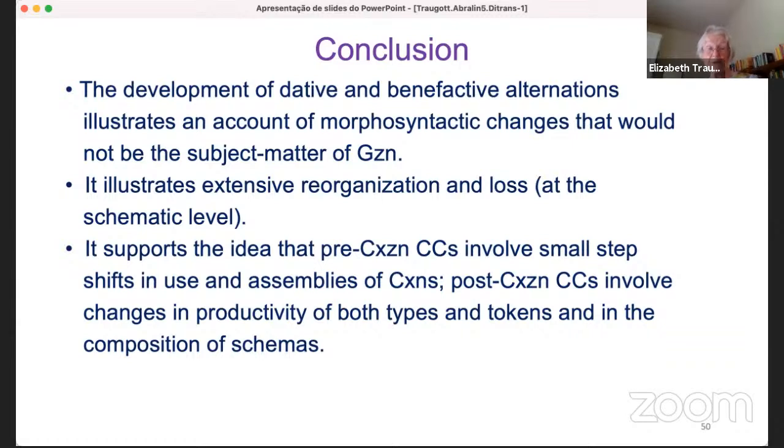Now, by way of conclusion, the development of the dative and benefactive alternations illustrates an account of morphosyntactic change that clearly would not be the subject of grammaticalization work. In fact, it couldn't be. There's no loss of morphology. There is, of course, loss of the constructions, but that's not something that grammaticalization research has focused on. It illustrates extensive reorganization and loss at the schematic level. And it supports the idea that pre-constructionalization conceptual changes involve small step shifts in use and assemblies.